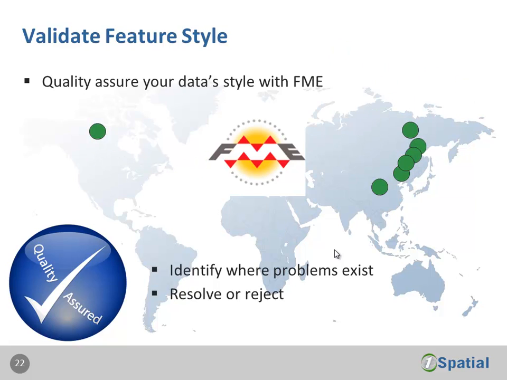Alternatively, we could discard it or inform the user. So we can resolve any problems or reject the features so that the user who created the feature has to reset it. So you can use FME to quality assure your symbol styles, your feature styles, as well as your data's attribution.